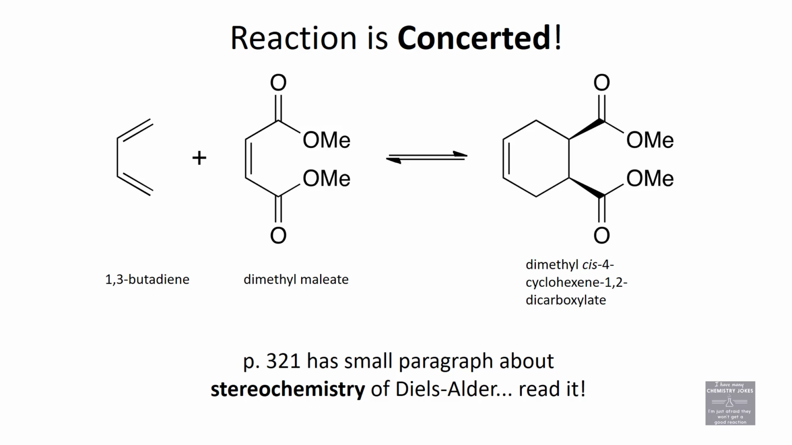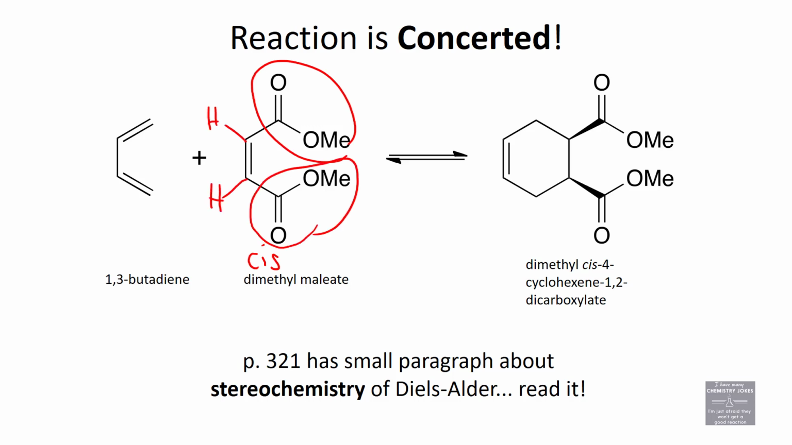This alkene in the middle, this alkene that is my dienophile, is a cis alkene. My two groups are pointed the same direction. There are also two hydrogens here pointed the same direction. That's a cis alkene. In the end over here, I got a cis product.